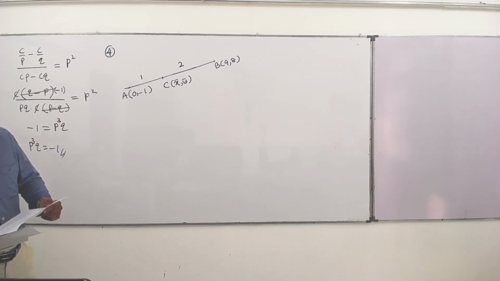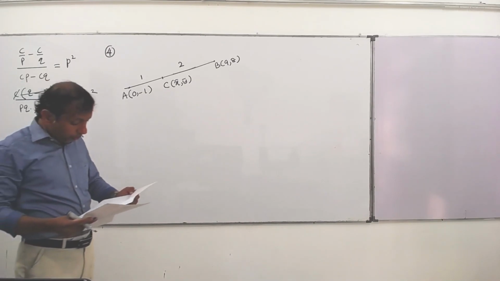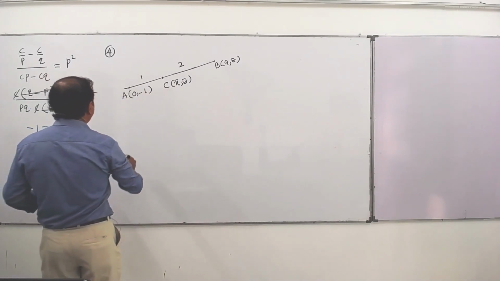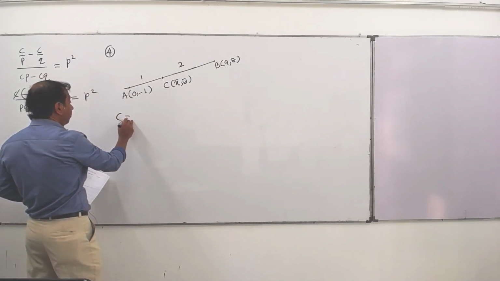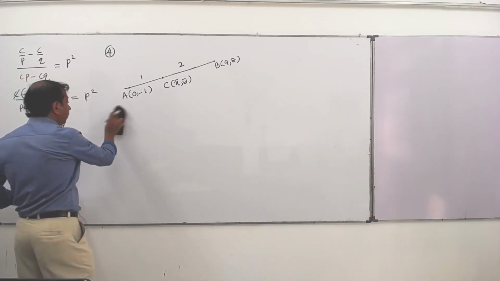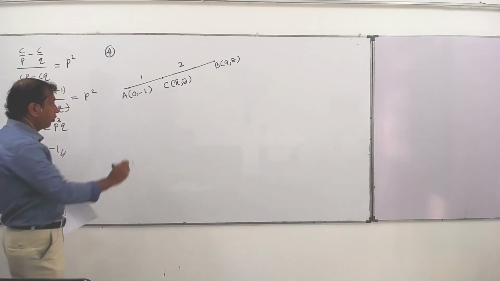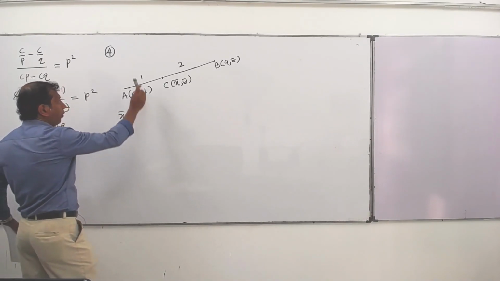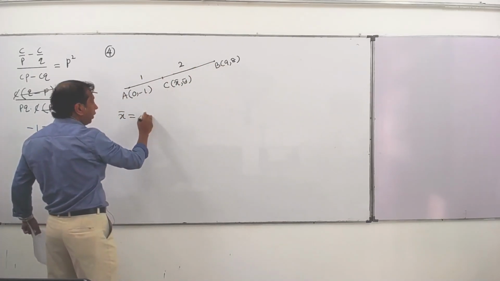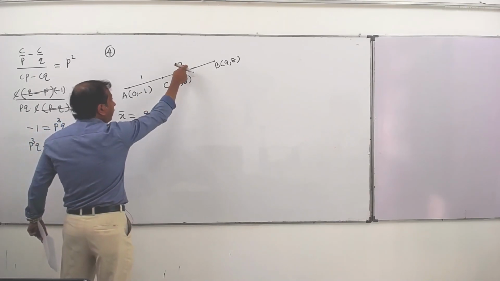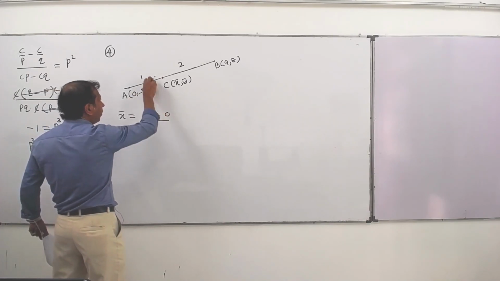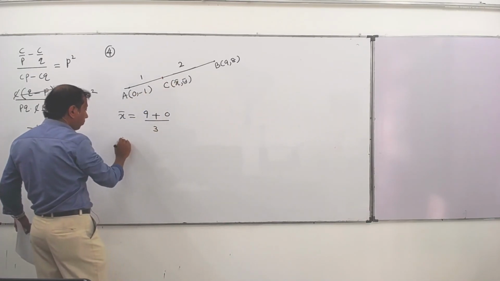So, find the equation of the straight line L through C perpendicular to AB. First we'll find point C. By using the ratio theorem, you can find the x and y coordinates of the point C. How to find x bar? This side ratio 1 into the other side x coordinate, 1 into 9, 9, plus this side ratio 2 into this side x coordinate, 2 into 0, 0, divided by 1 plus 2, the sum of the ratios, 3. X bar is 3.